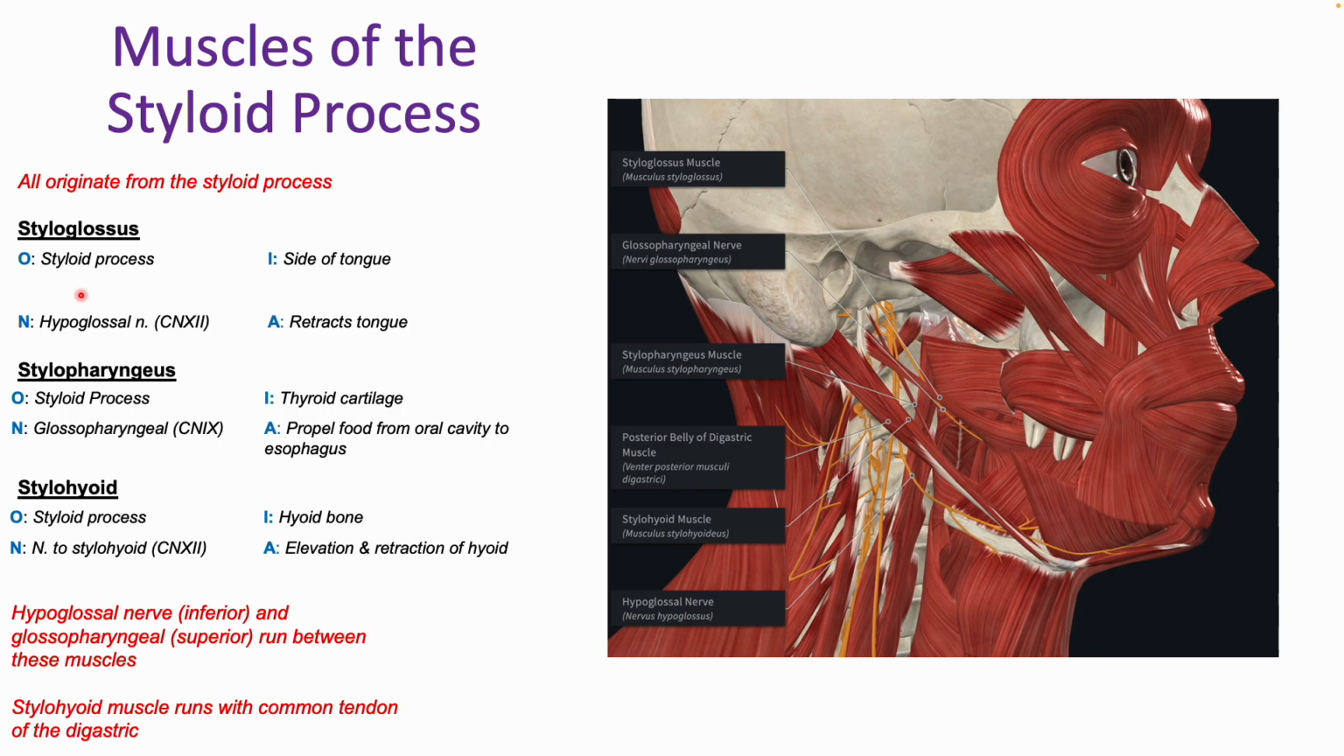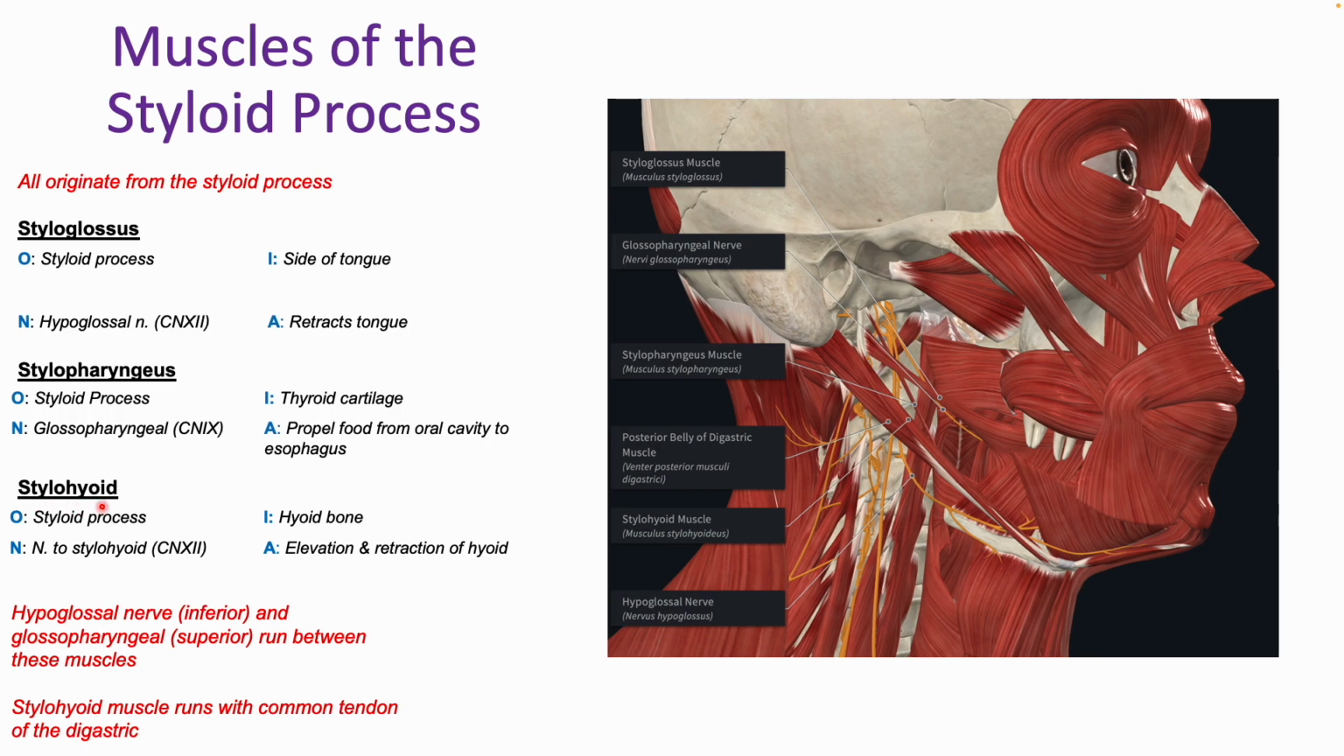And so the styloglossus, its function is going to be to retract the tongue. And so it inserts on the side of the tongue, comes back here. If you can imagine, if you're pulling up that way, it's going to pull the tongue back and retract it. So if you have your tongue out, it's going to pull it back into your mouth. And it's going to be innervated by the hypoglossal nerve. And we'll go through this picture, which should help you remember all this in just a second. Next, we have the stylopharyngeus, which is going to be innervated by the glossopharyngeal nerve. And it's going to propel food from the oral cavity to the esophagus, just like we talked about.